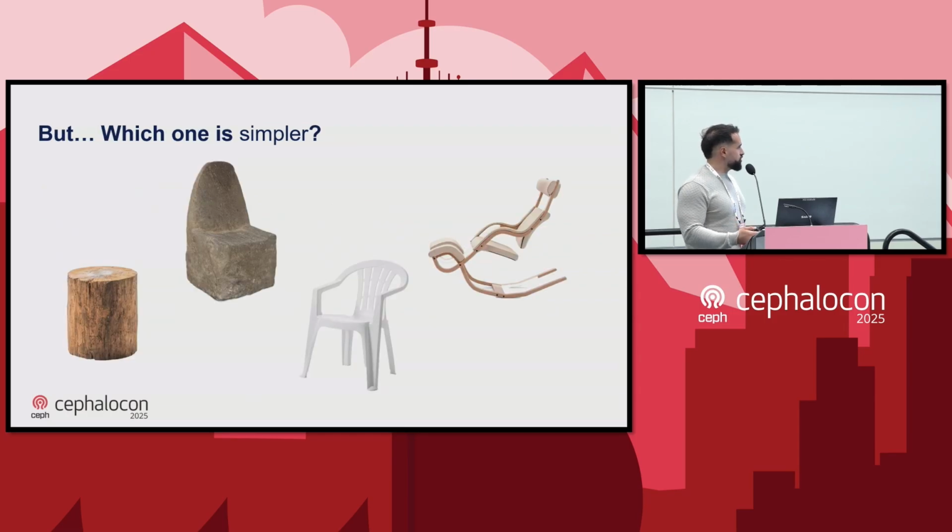But when we are talking about simplicity, we have here 4 examples. All of them are the same object, the same tool. It's basically a seat, a chair, right? So of the first side, which one could you say is the simplest one? Any volunteers? The stump. The stump, okay.